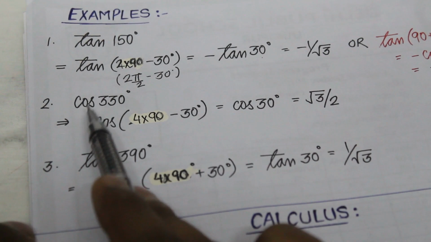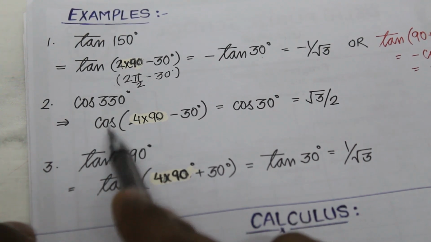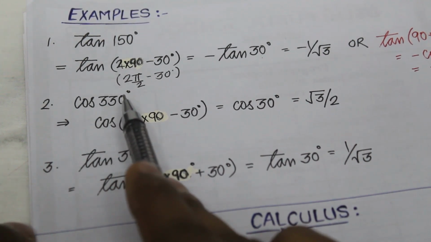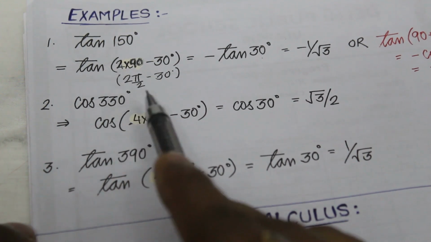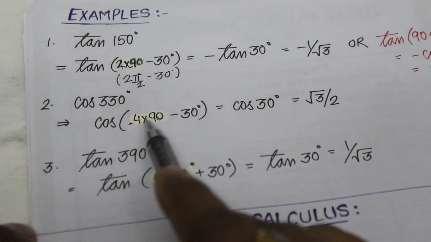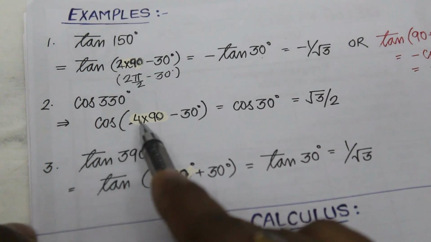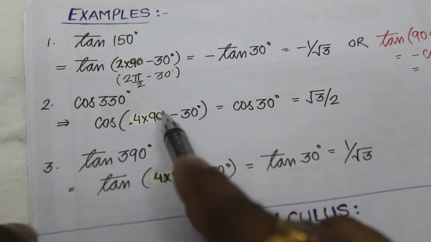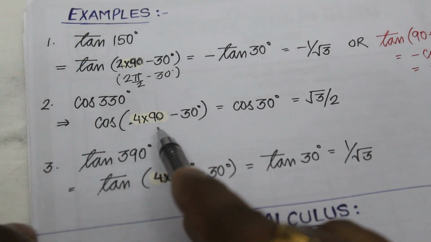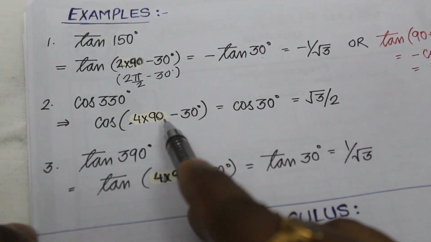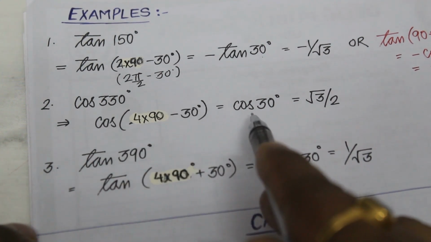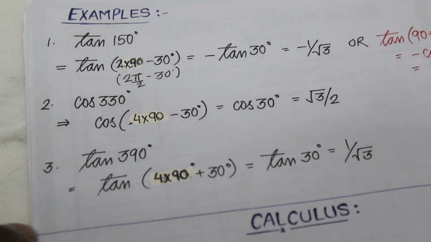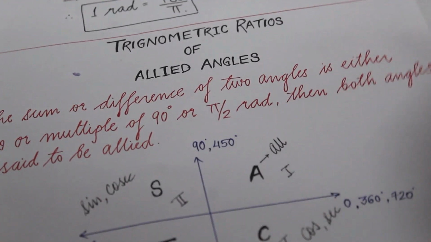For finding out cos 330, I can write cos 330 as 360 minus 30, and 360 can be further written as 4 into 90. So cos 4 into 90 minus 30. Again here it is an even multiple of 90, so cos will remain cos. 360 minus something means it is the fourth quadrant.